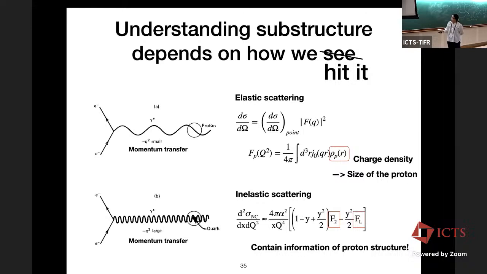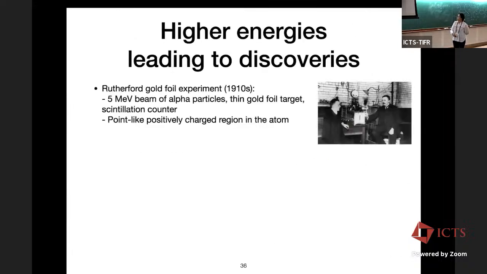If you have a higher Q squared, you can see the wavelength is already much smaller. You have inelastic scattering, and you can measure the structure function, which contains the information of the proton structure we have discussed in the previous lecture. So energy matters, right, to study smaller-scale, short-distance interaction. So higher energy has been leading us to the discovery of hadron structure.